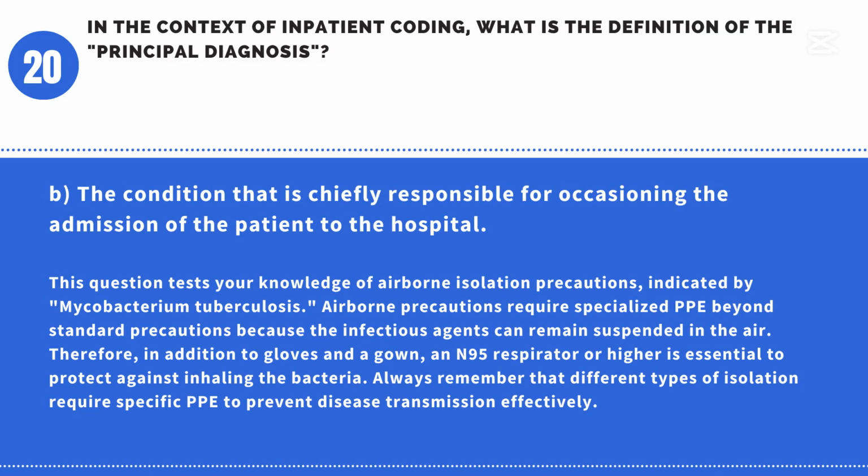Answer: B. The condition that is chiefly responsible for occasioning the admission of the patient to the hospital. Identifying the principal diagnosis correctly is critical for inpatient coding and billing. The principal diagnosis is not simply the most severe condition or the first one listed, but rather the condition determined after study to have been the reason the patient was admitted to the hospital. This requires careful review of the entire medical record to understand the focus of the patient's inpatient stay. It's the diagnosis that drove the need for hospitalization.